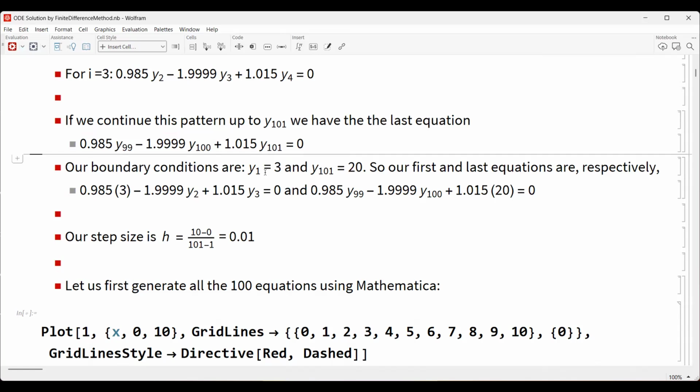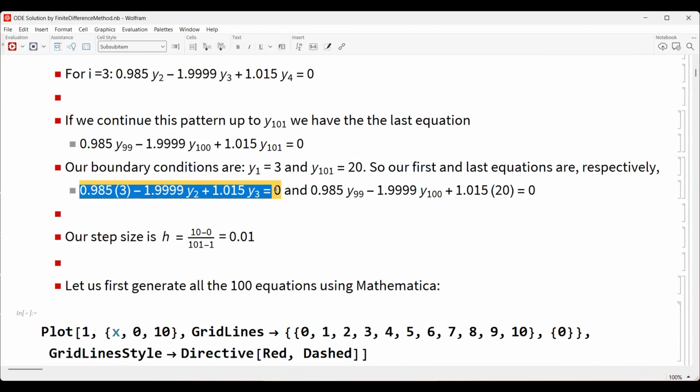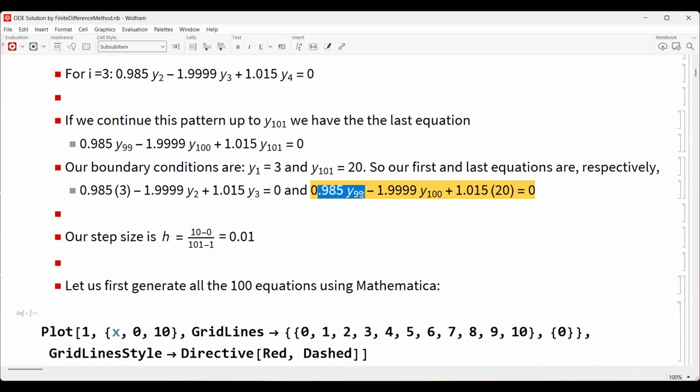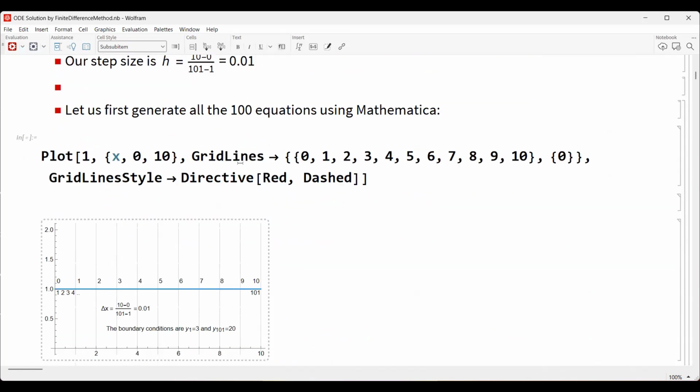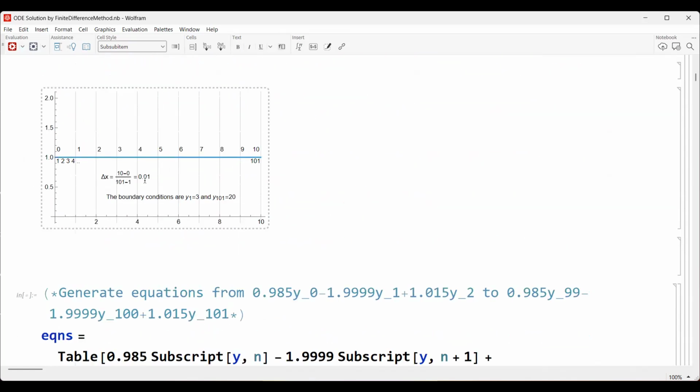Our boundary conditions are y sub 1 equals 3 and y sub 101 equals 20. So our first and last equations are respectively this one, which is our first equation, and our last equation is this one. Our step size here is h equal to 10 minus 1 over 101 minus 1, equal to 0.01. So from 0 to 10 corresponds to 1 to 101.